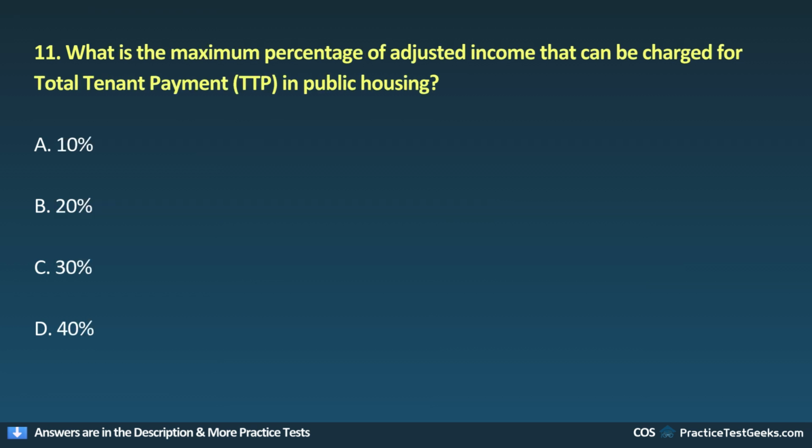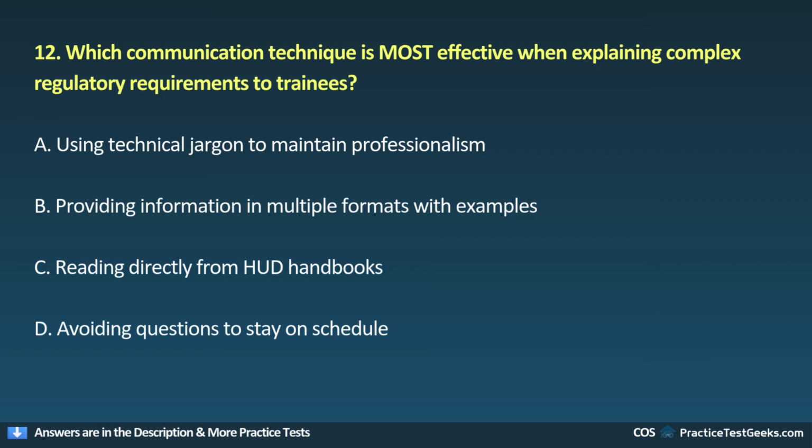11. What is the maximum percentage of adjusted income that can be charged for total tenant payment, TTP, in public housing? A. 10%. B. 20%. C. 30%. D. 40%.